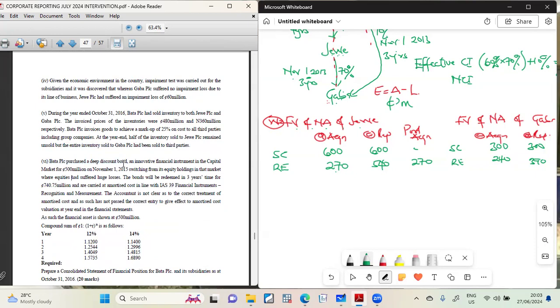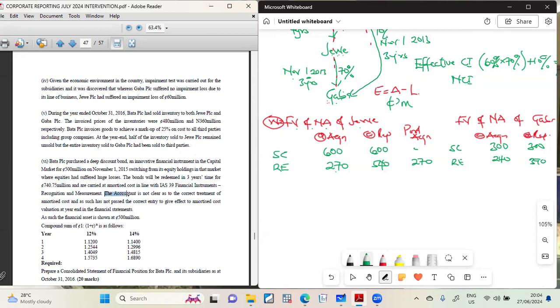They purchased a deep discount bond, an innovative financial instrument in the capital market, for 500,000 on November 1, 2015, switching from the equity holdings in the market where the equities have suffered huge losses. The bond will be redeemed in 3 years' time for 740.75 million and is carried at amortized cost in line with IAS 39. This is supposed to be IFRS 9. All right, it used to be IAS 39, now it's IFRS 9.